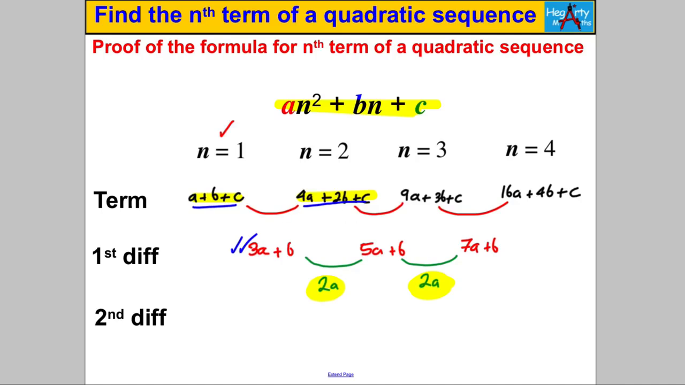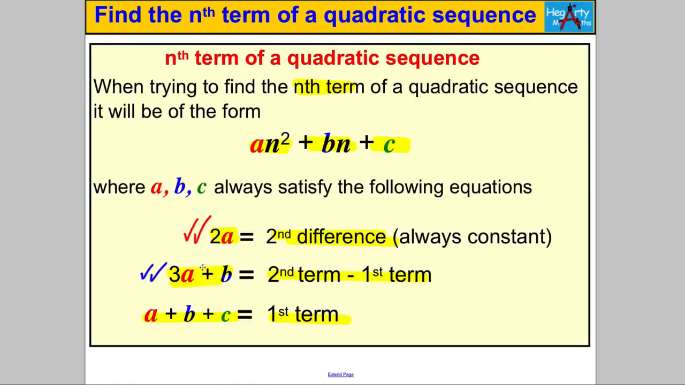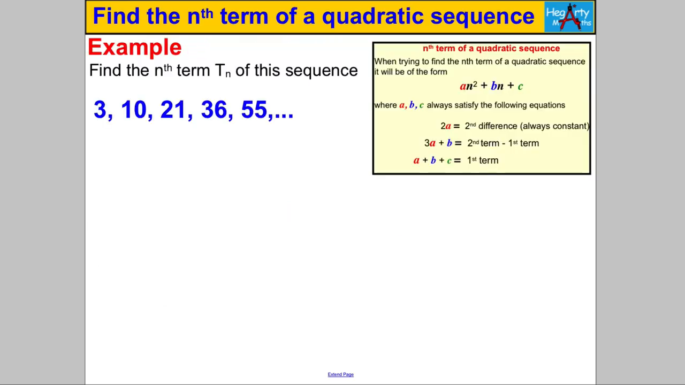And lastly, didn't I always tell you that the first term here is always a add b add c? And indeed, that is what I wrote there. So, that is now a fact. I think I've shown that to you adequately. I think we're allowed to use it now. So let's do two questions at the end and try and find the nth term of a sequence.